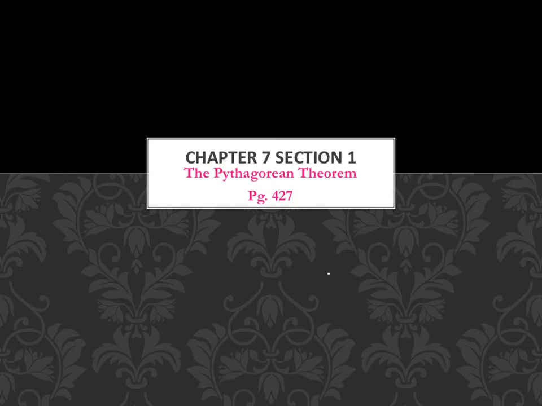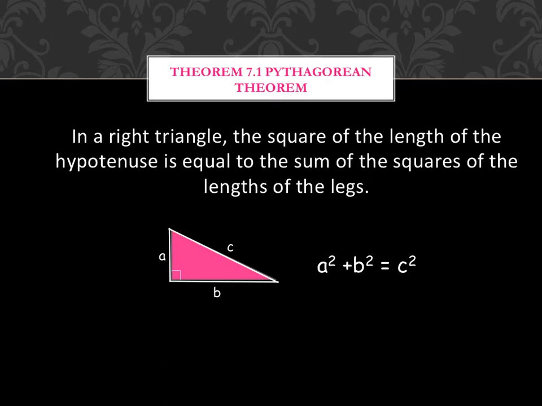So today we are going to start chapter 7. We're going to cover the Pythagorean theorem today. So in a right triangle, we've already been practicing this, so this will be a nice easy lesson for you. We only will use the Pythagorean theorem when we have a right triangle. In a right triangle, the square of the length of the hypotenuse is equal to the sum of the squares of the lengths of the legs.